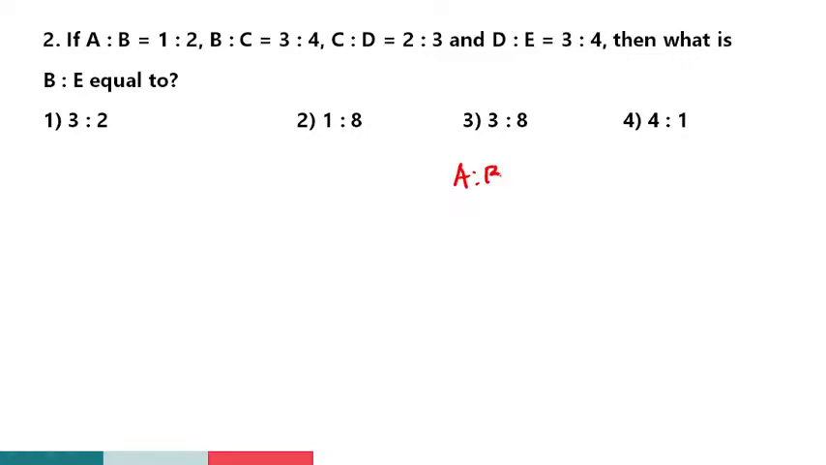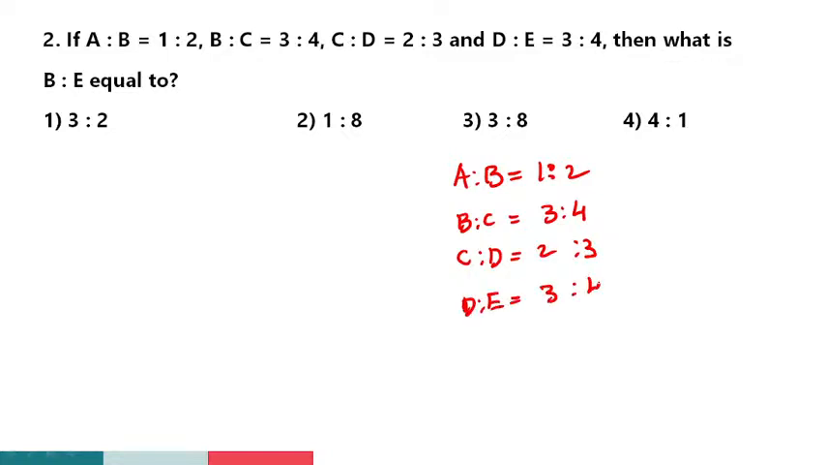So a is to b is equal to 1 is to 2. Next, b is to c is equal to 3 is to 4. And c is to d is equal to 2 is to 3. And d is to e is equal to 3 is to 4. So then find b is to e value.